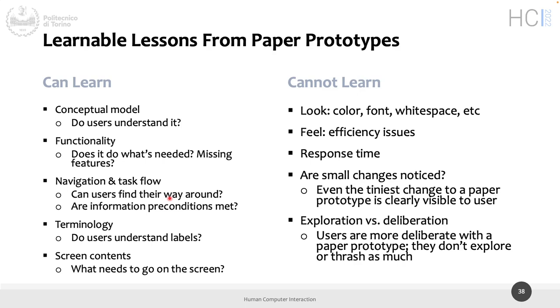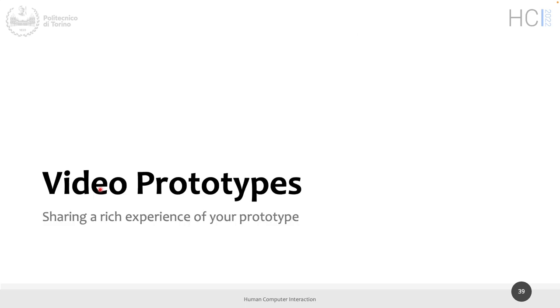This doesn't happen in the medium and high fidelity prototypes, where people are typically more exploratory than deliberate. So things that you cannot learn here, you can learn in other levels of fidelity, and vice versa. In other levels of fidelity, it's harder to learn some of the things that you can instead learn with a paper prototype.